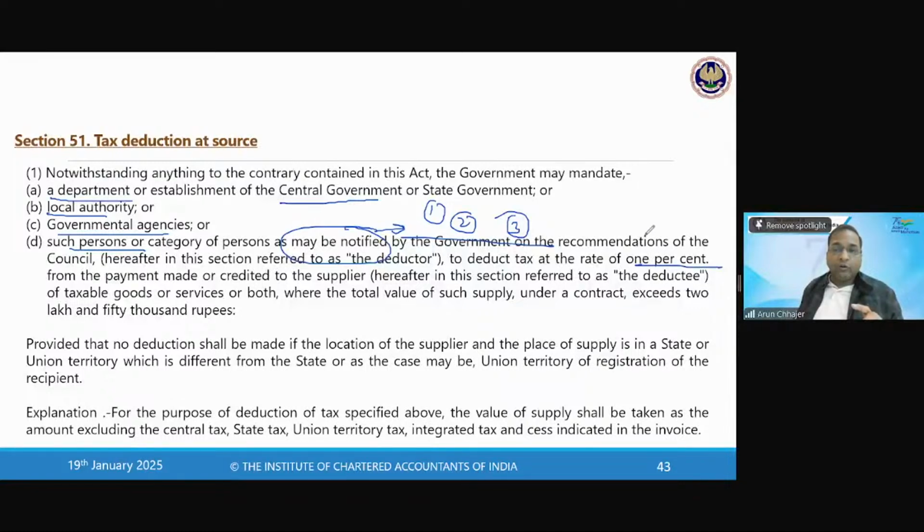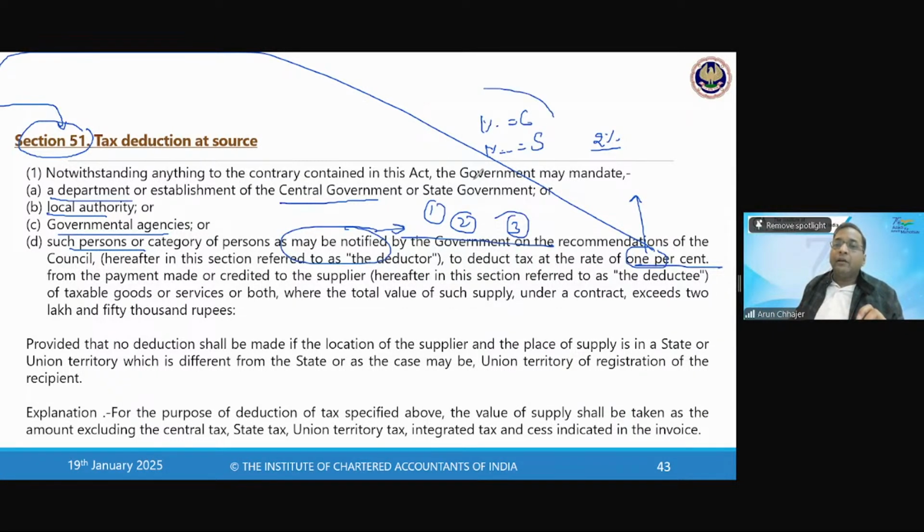1%. But I told you 2%. Why, sir? Because we are reading the CGST provision. We are reading the CGST Act. So 1% CGST and 1% SGST. So the total will be 2%. Always remember one point, that whenever you are reading the CGST Act, then whatever the percentage has been given, whatever the value has been given, it has to be doubled.